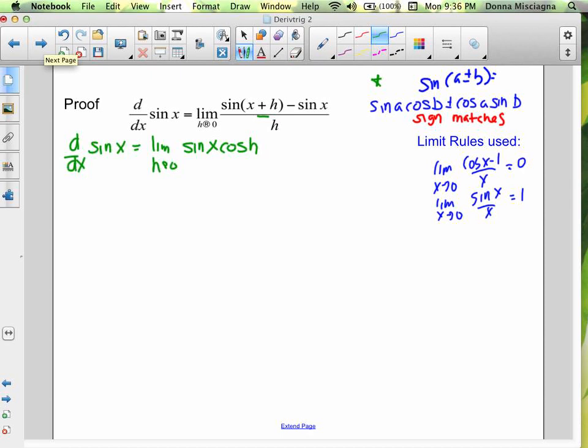That's not, we're not using the rule for that. That's just minus sine x. All right, so that's going to be a plus. And then we have the cosine of the first, so cosine x times the sine of the second, sine h. All right, so everybody's there. And then we have minus sine x, right? And we're going to divide all of that by h.